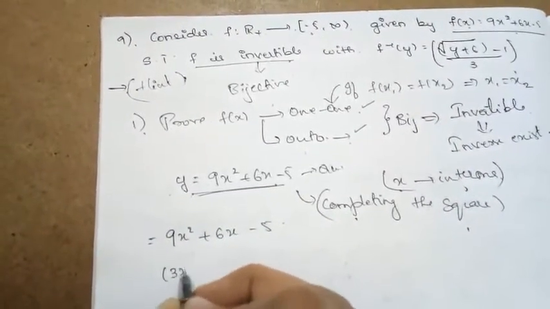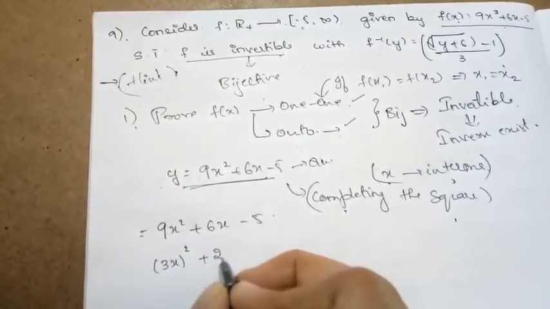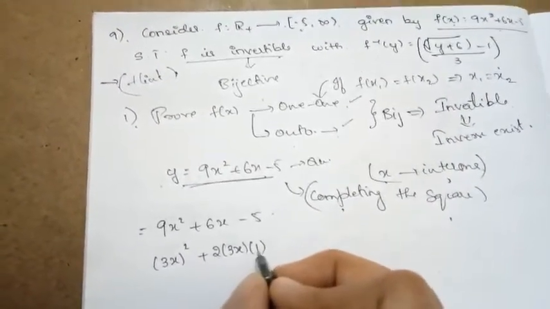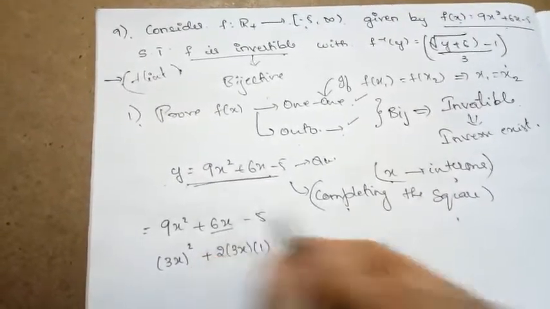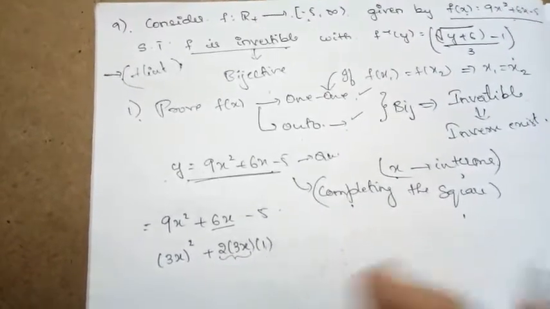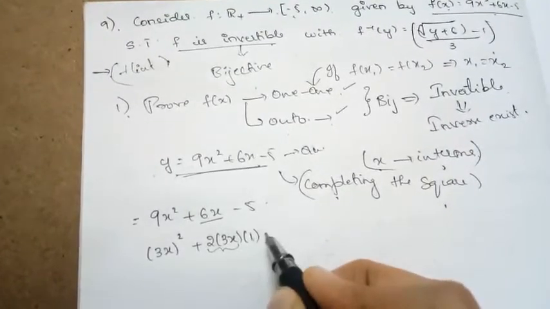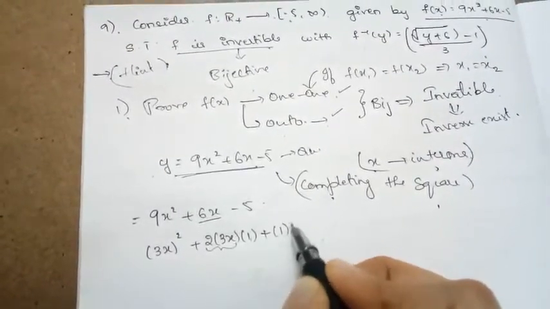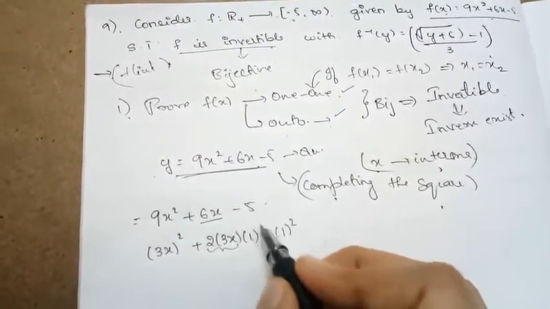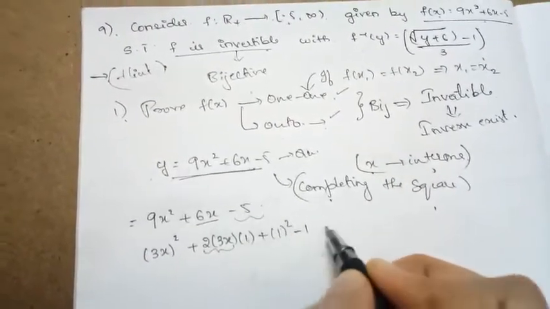9x square I can write as 3x whole square. 6x becomes 2 into 3x, that is 2ab. The other term b will obviously be 1, because here you have only 6x; it is already satisfied with 2 and a. So 1 is the only thing to make these two equal, and b square will become 1 square. So adding 1 and subtracting 1 to make the two expressions equal, along with that this one is remaining.